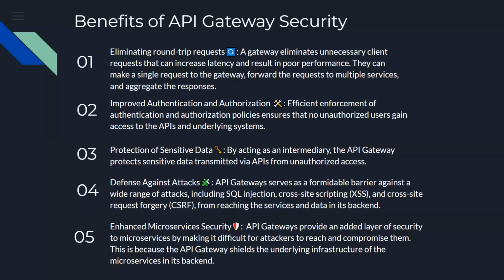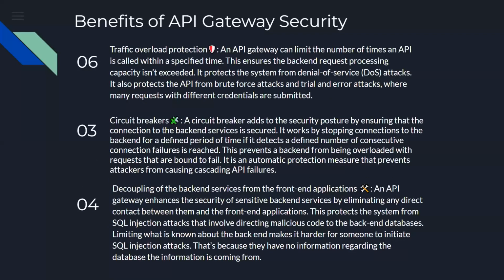Enhanced microservice security. API gateways provide an added layer of security to microservices by making it difficult for attackers to reach and compromise them. This is because the API gateway shields the underlying infrastructure of the microservices in the back end. Traffic overload. We've heard about DoS attacks where the API can be called multiple times, overwhelming it and then causing it to break, to come to a halt, and how that causes a security breach. So by providing traffic overload protection, the API gateway mitigates that.